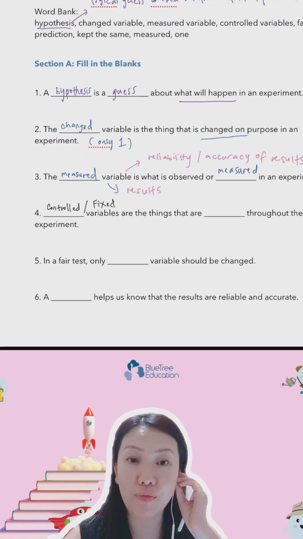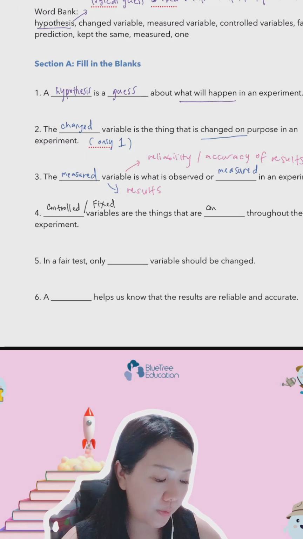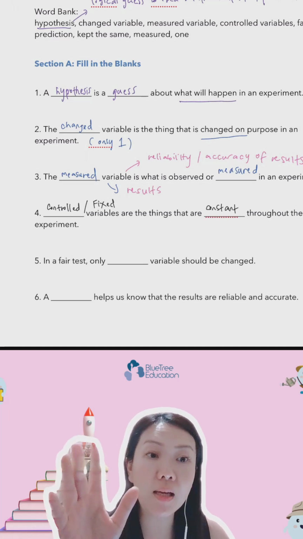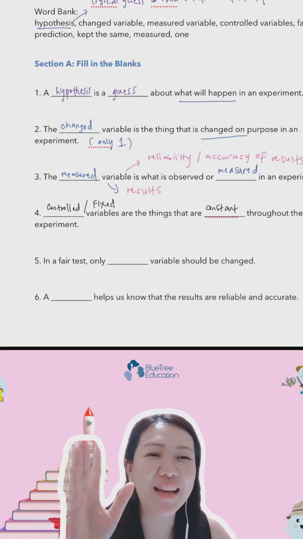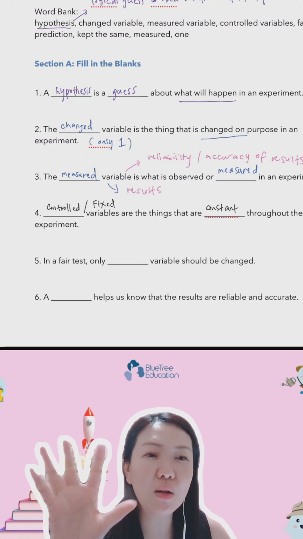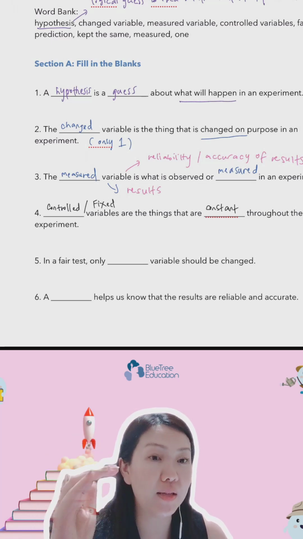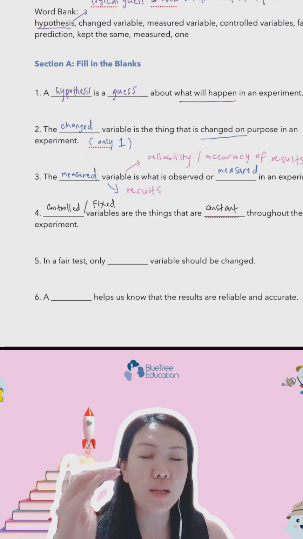Very good, correct, fixed. So the control and the fixed variables, they are the ones that are constant, all right? So in an experiment, there are usually one measured variable, one change variable, but there can be many fixed variables. Careless, you got it correct, good job. So there can be many fixed variables.